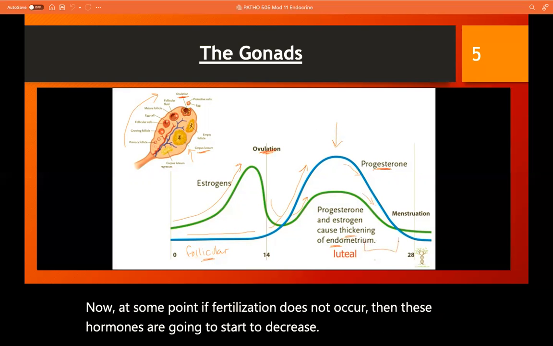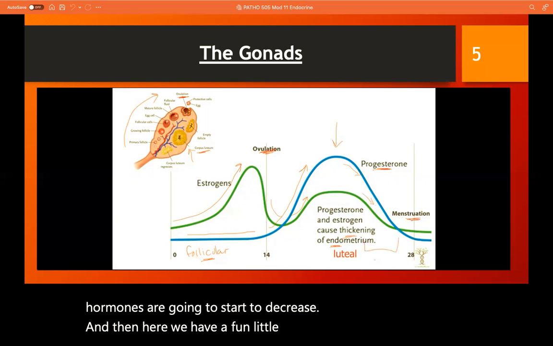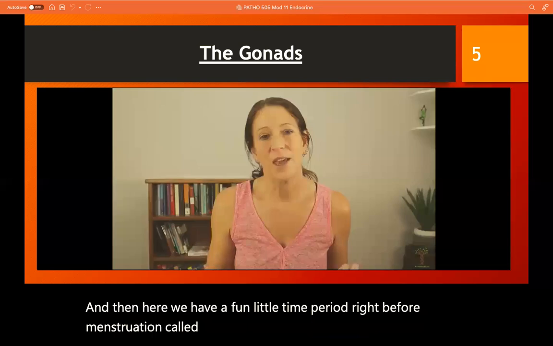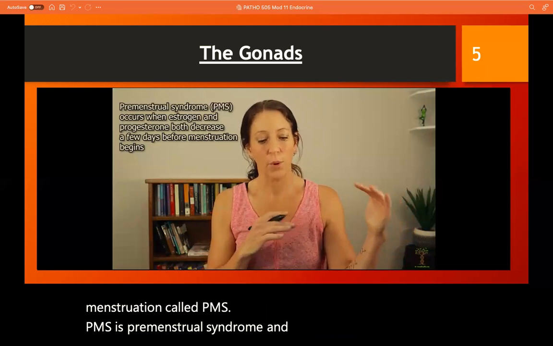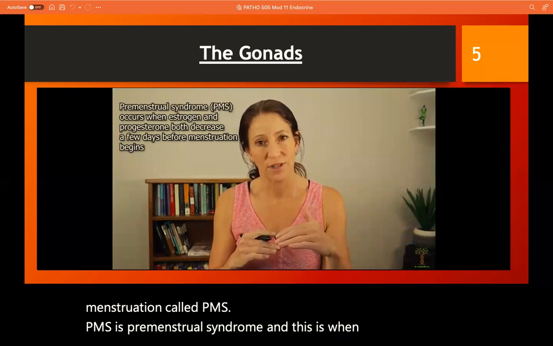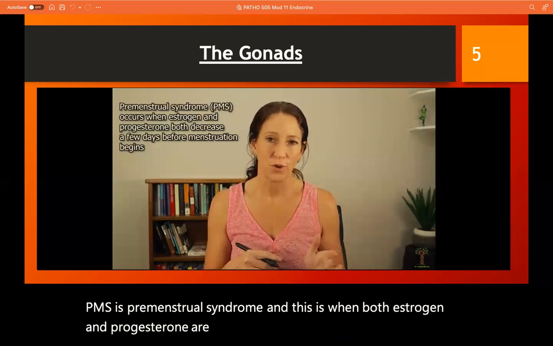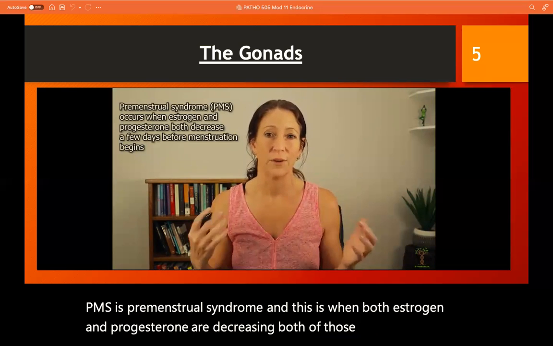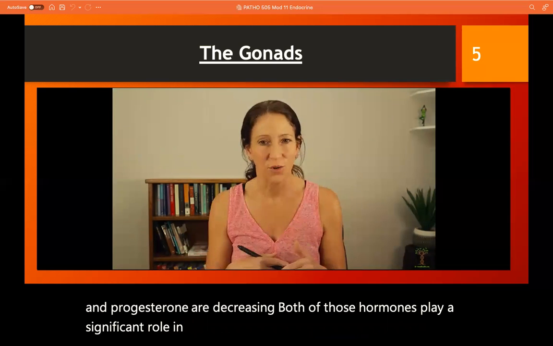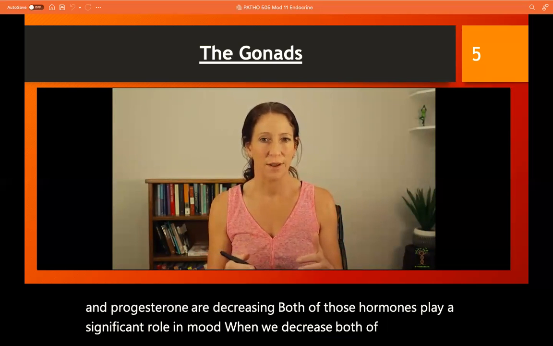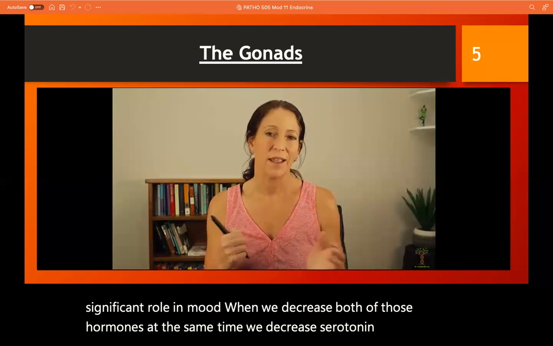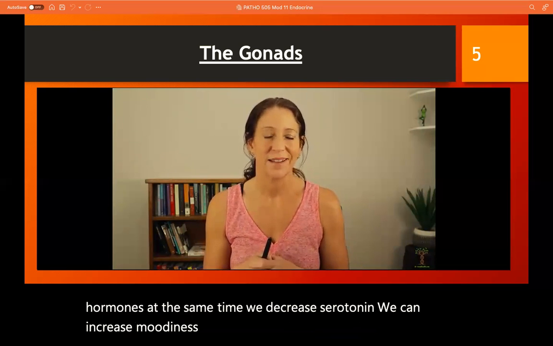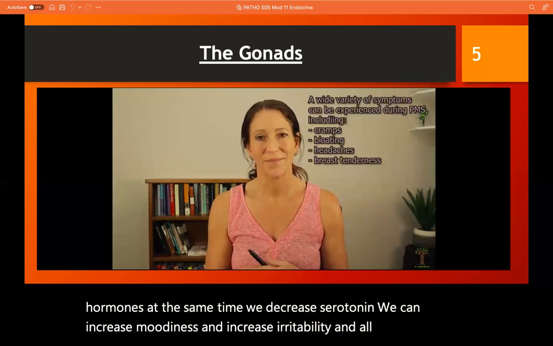And then here we have a fun little time period right before menstruation called PMS. PMS is premenstrual syndrome, and this is when both estrogen and progesterone are decreasing. Both of those hormones play a significant role in mood. When we decrease both of those hormones at the same time, we decrease serotonin, we can increase moodiness and increase irritability and all those fun things that go with PMS.